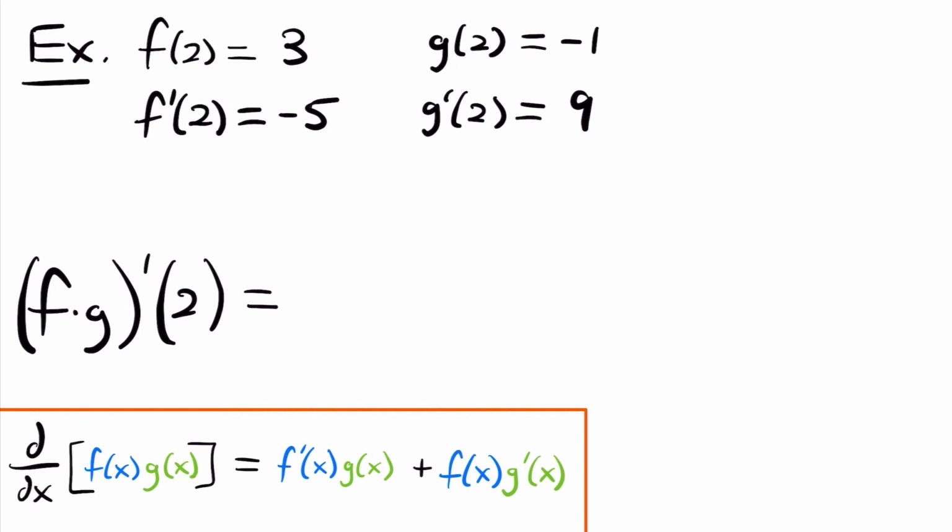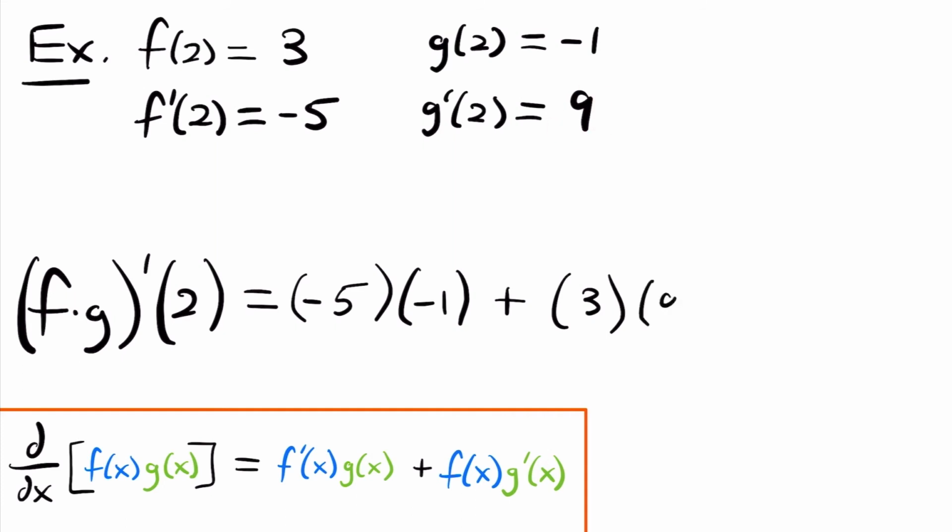So this would be equal to our derivative of f of x, which is going to be -5, times the original function g of x, which we have is -1, plus f of x, which is going to be 3, times the derivative of g of x, which is 9. And then we just simplify this. We're going to have -5 times -1, which is just +5, plus 3 times 9, which is 27. And so that's going to be equal to 5 plus 27, which is equal to 32.